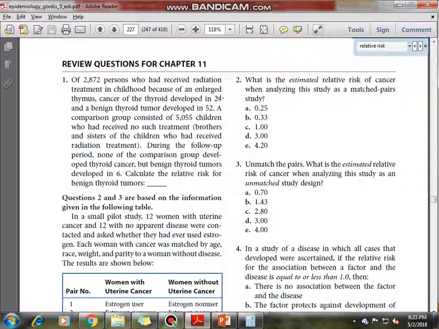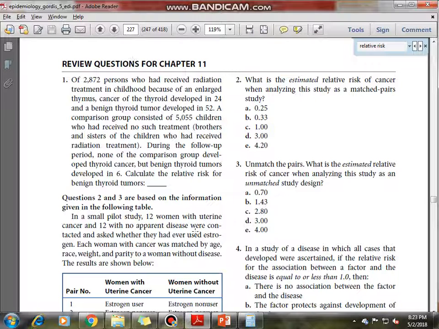So you can see very crude numbers, 52 compared to 6, but obviously this is also double than the denominator. Now calculate the relative risk for benign thyroid tumors.